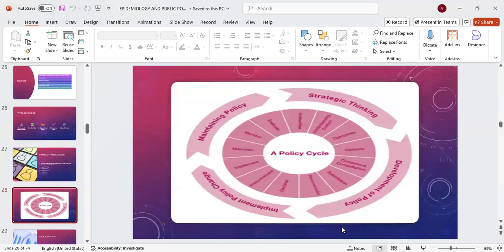This picture shows a policy cycle, which includes strategic thinking, development of the policy, implementing policy change, maintaining the policy, and the cycle includes further steps.